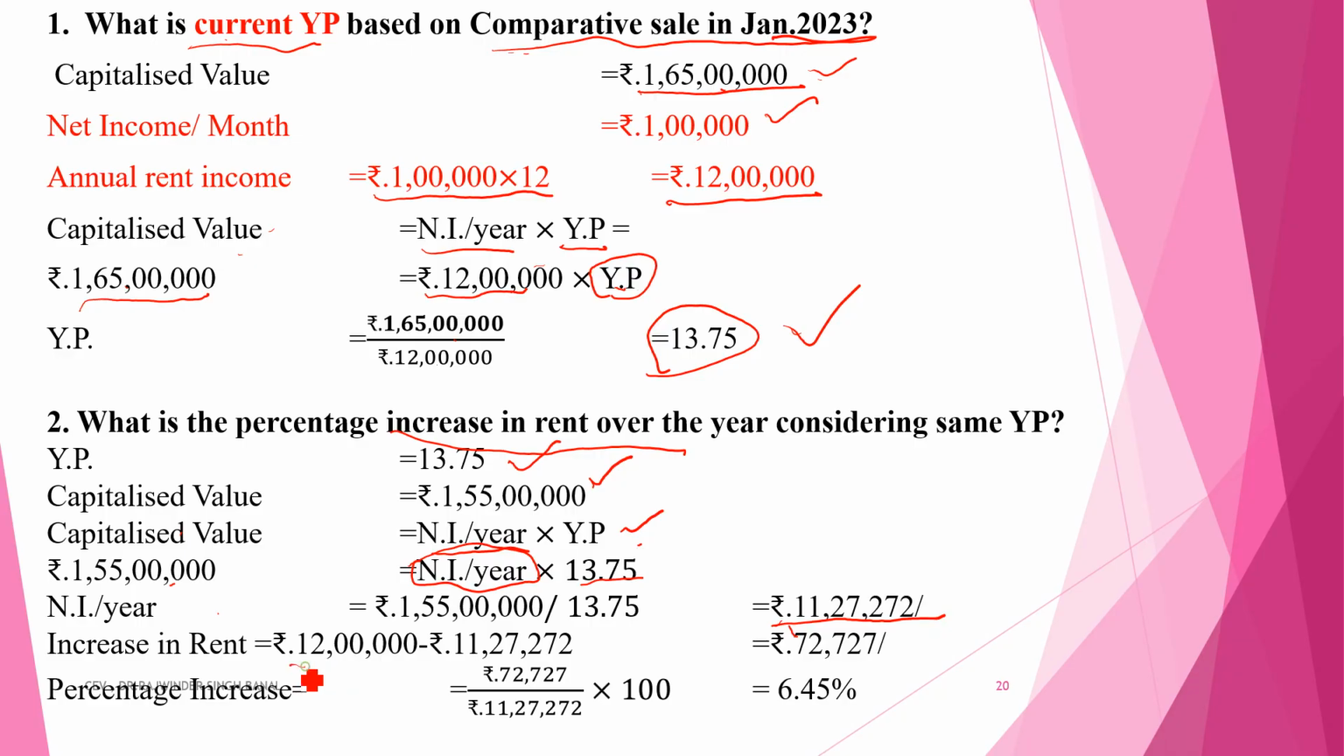So increase in rent. Now the rent in 2023 is 12 lakh. Last year it would have been 11 lakh 27,272. So increase is 72,727. If you find out the percentage increase, 72,727 divided by 11 lakh 27,272 converted into percentage, there is an increase of 6.45% in the rent.